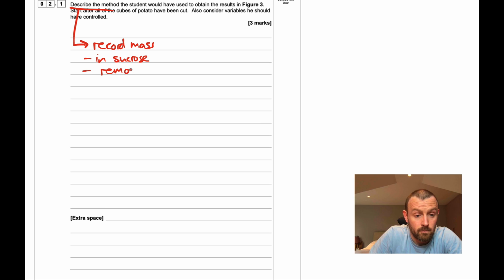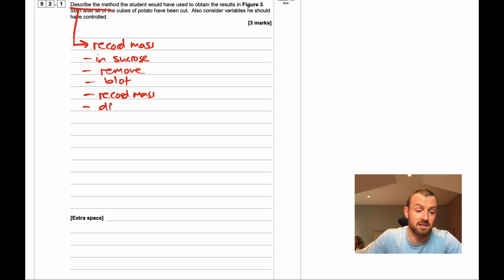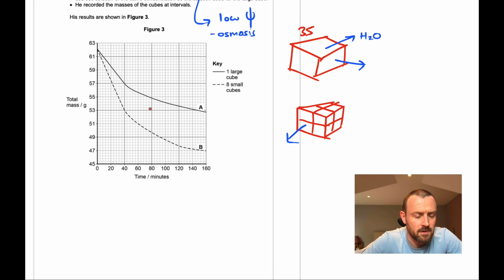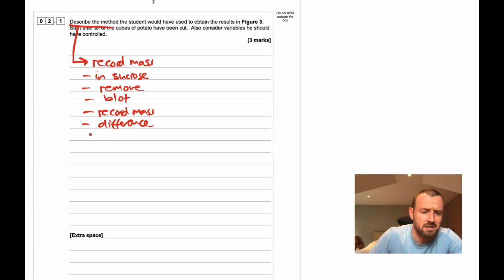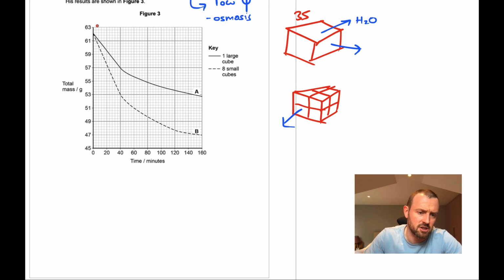Remove, blot. Remember, when you take the potato cubes out, you've got to blot them on some tissue paper, not too much, just a few times, to remove the surface water. So you might say blot to remove the surface water, and then record the mass again, and then calculate the difference. Actually, I would normally do percentage change, but have they done percentage change here? No, they haven't. They've just done the total mass. And in fact, you don't need the difference mark, because you can see that they don't plot the difference. They're just plotting the actual mass.